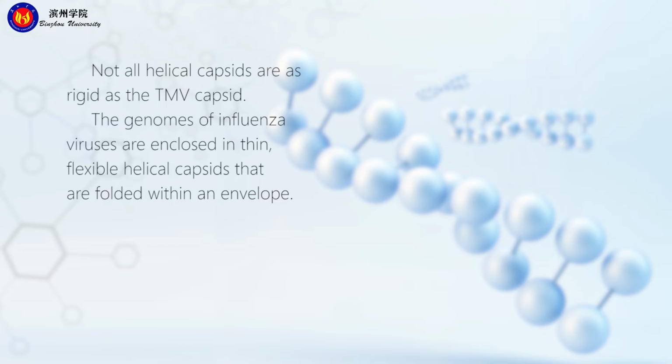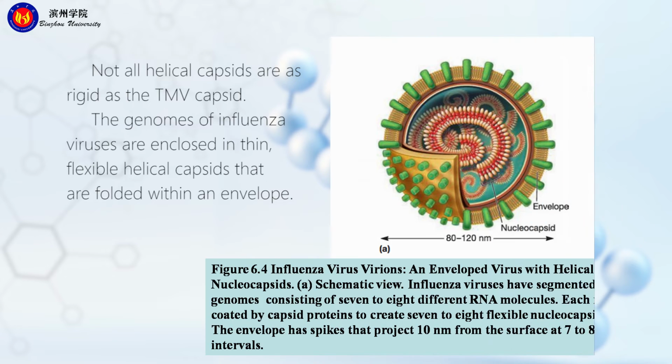The genomes of influenza viruses are enclosed in thin, flexible helical capsids that are folded within an envelope. Look at this picture. It is an influenza virus virion. It has an envelope. Influenza viruses have segmented genomes consisting of 7 to 8 different RNA molecules. Each is coated by capsid protein to create 7 to 8 flexible nucleocapsids. The envelope has spikes that project 10 nanometers from the surface at 7 to 8 nanometer intervals.